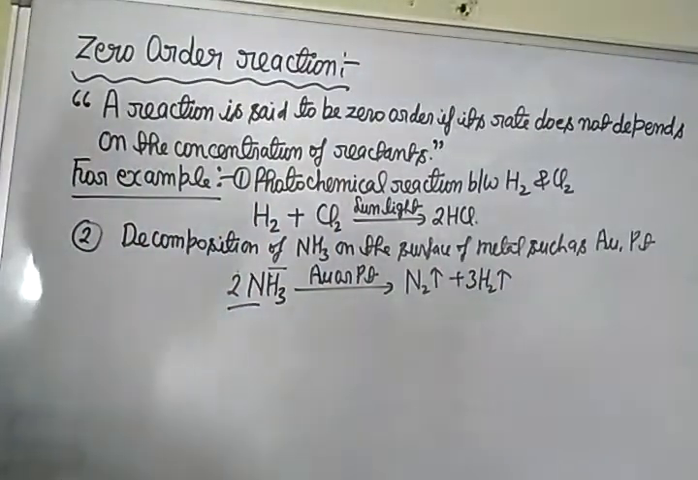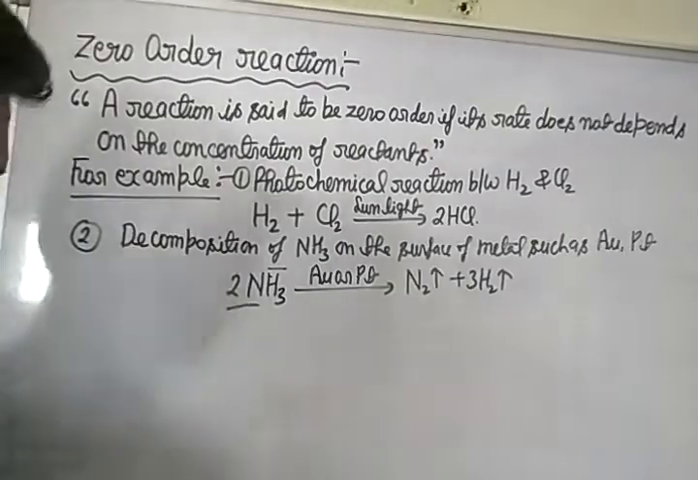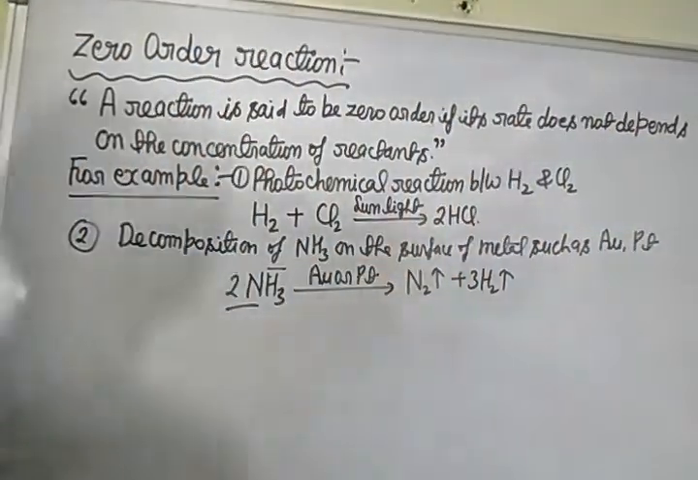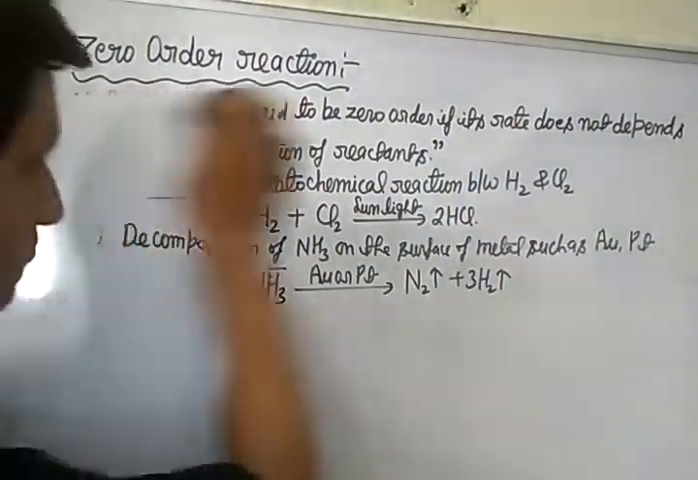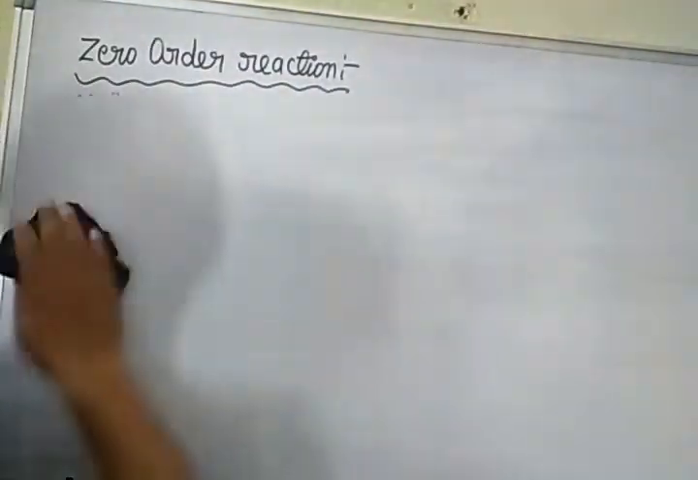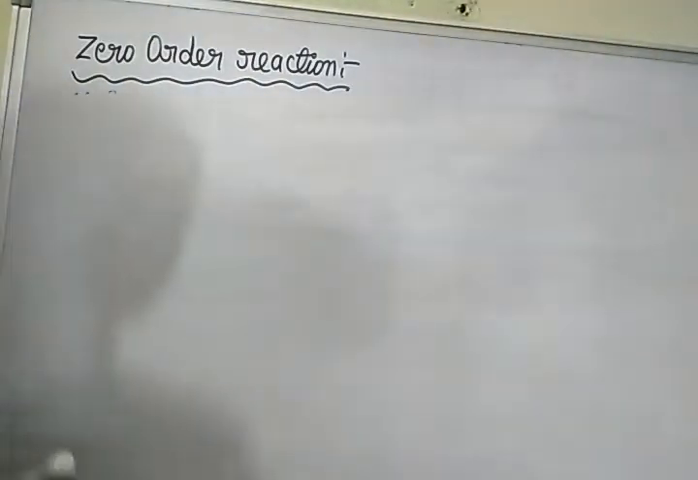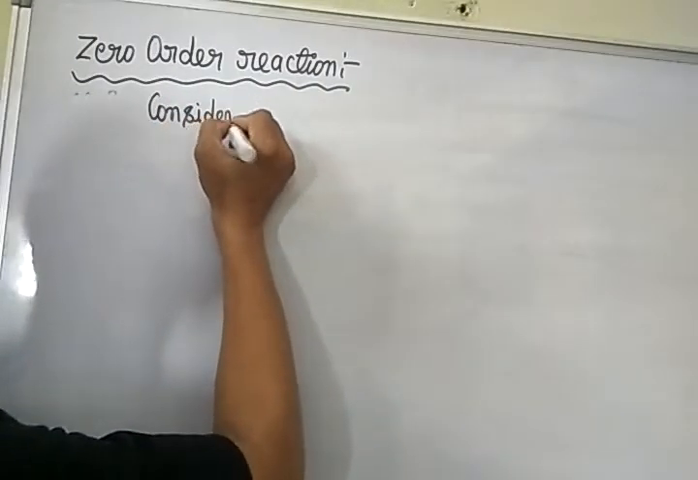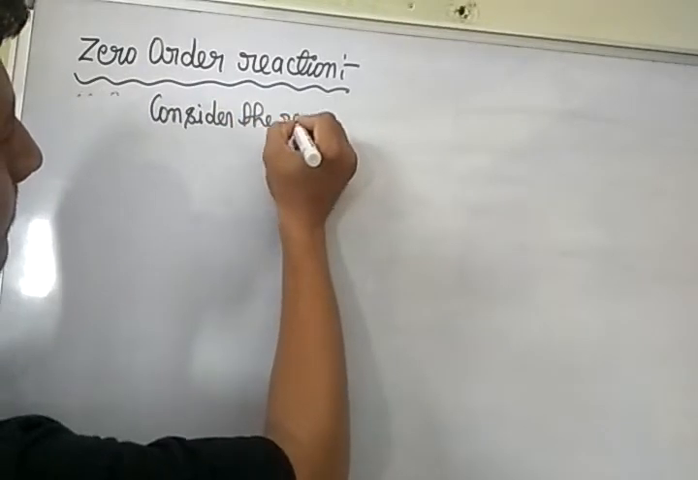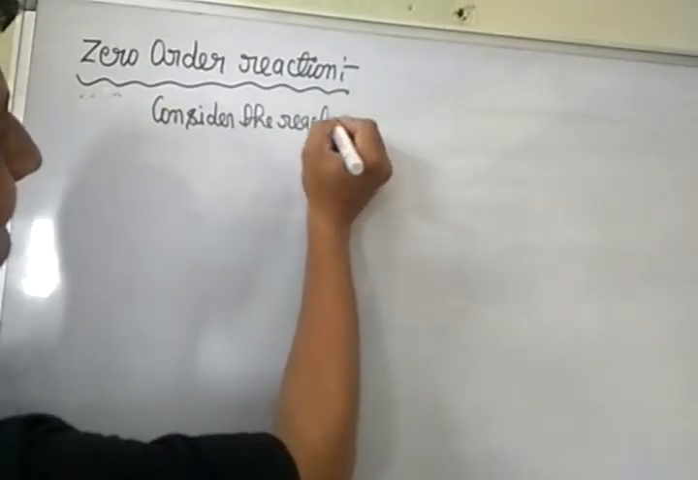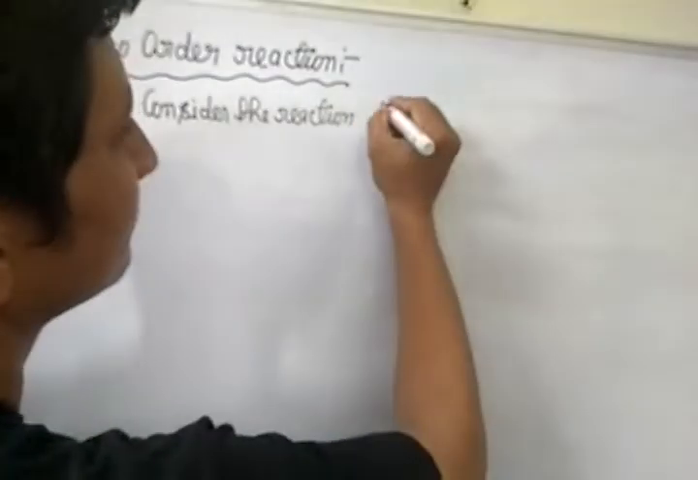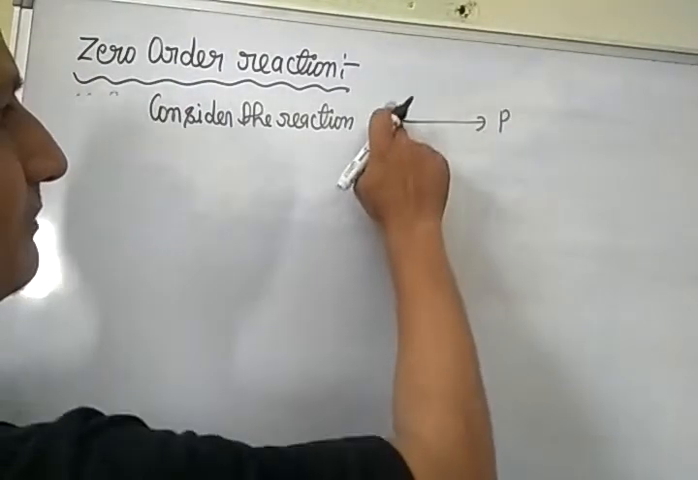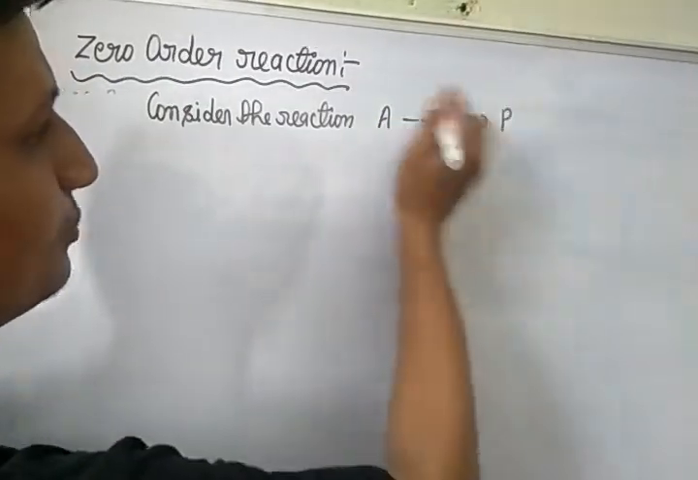Okay students, after this, the rate constant for zero order reaction. Consider the reaction: reactant A converts into product.